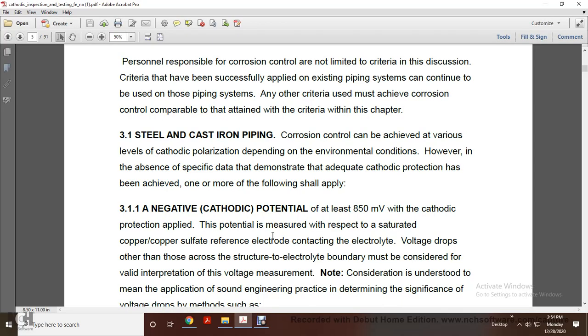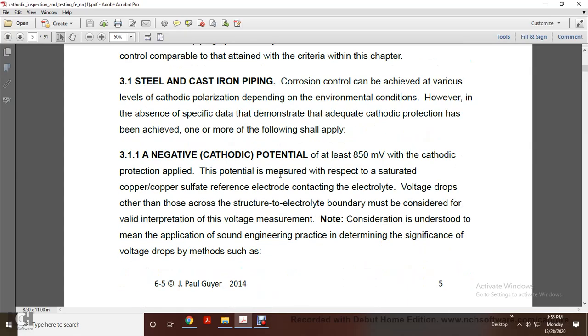Personnel responsible for corrosion control are not limited to the criteria discussed. Criteria have been successfully applied with existing pipe systems and will continue to be used with piping systems, and either way the criteria must achieve corrosion control comparable to that attained with the criteria in this chapter. 3.1. Steel and cast iron pipes. Corrosion control can be achieved with various levels of cathodic polarization depending on the environmental conditions. However, in the absence of specific data demonstrating that adequate cathodic protection has been achieved, one or more of the following shall apply.